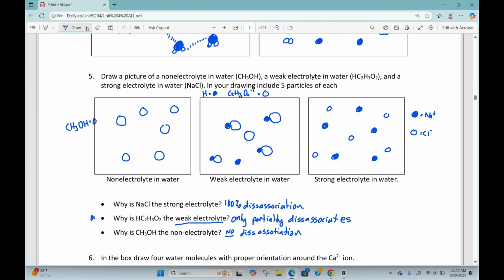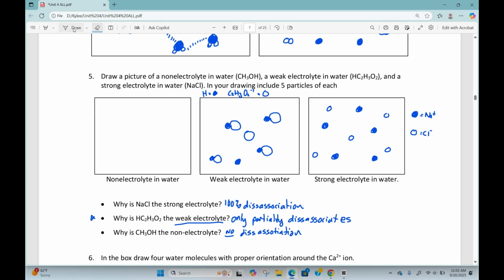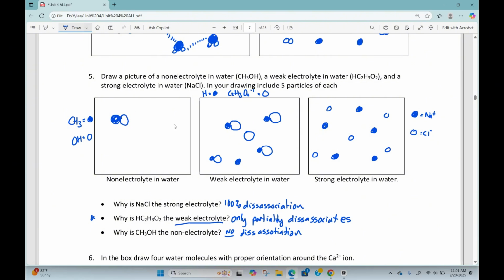Wait, that was more than 5. Another way that you could draw this one, if you really wanted to show that you understand that it's not breaking apart, you could have the CH3 equal a shaded circle, and then the OH part could be your open circle. And we're going to show all of them together. So 1, 2, 3, 4, and oops, 5. So that's just another way to represent particle diagrams.